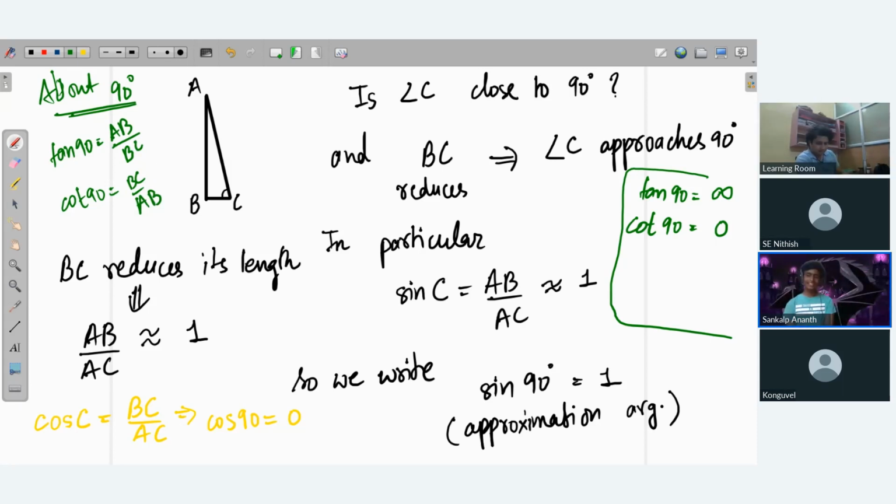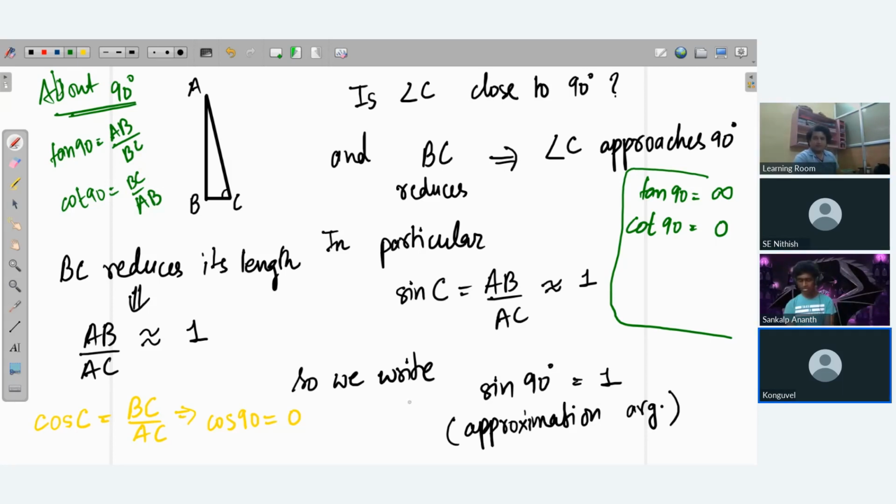But cot 90 is reciprocal of tan 90, sir. So when we take the reciprocal, it's 1 by infinity, not 0 by infinity, right? Opposite of infinity is 0. The meaning of 1 by infinity is 1 by a bigger and bigger number. That is 1 by 100, 1 by 1 lakh, 1 by 1 crore, and so on. So overall, what is the fraction? Zero. Right? Yes, sir.